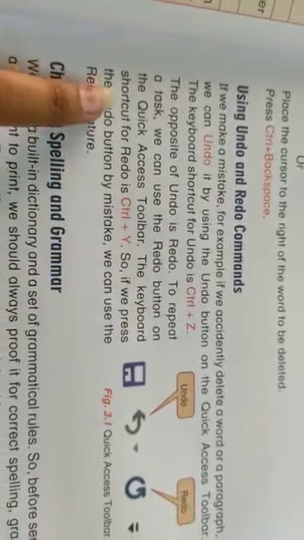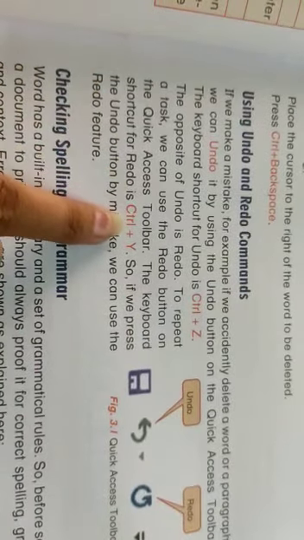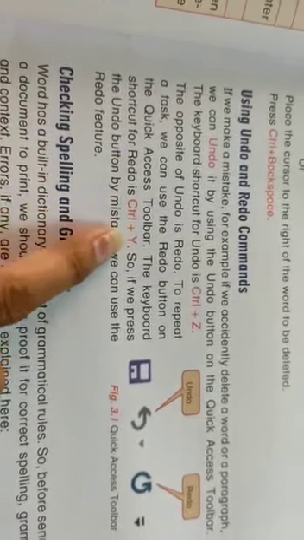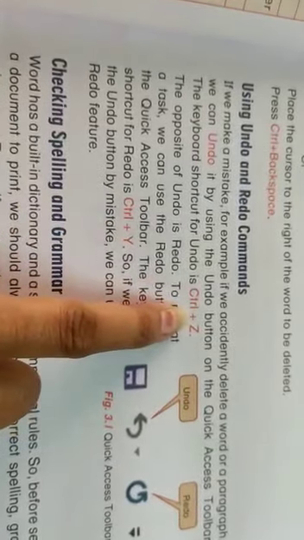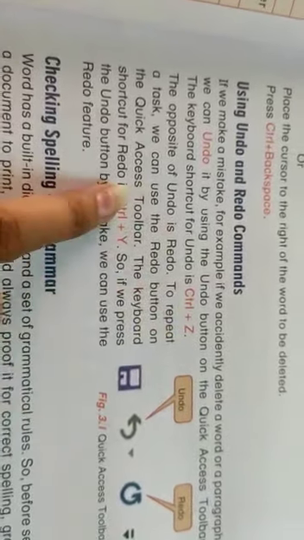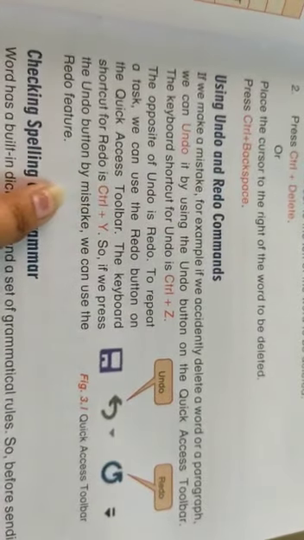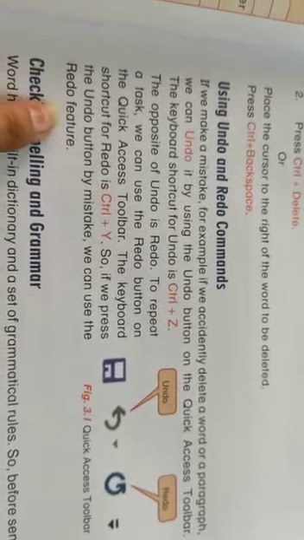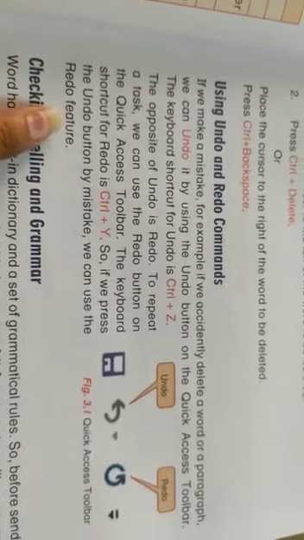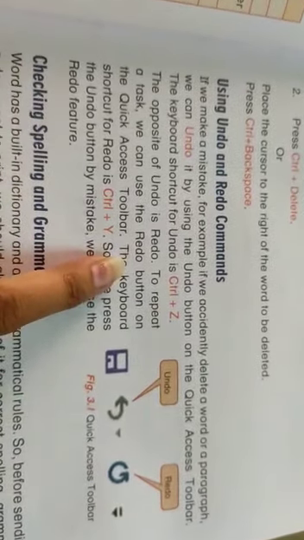The keyboard shortcut for redo is Control plus Y. What is the shortcut for undo? That is Control plus Z. What is the shortcut for redo? That is Control plus Y. So if we press the undo button by mistake, we can use the redo feature. So this is how we use the undo and redo buttons.